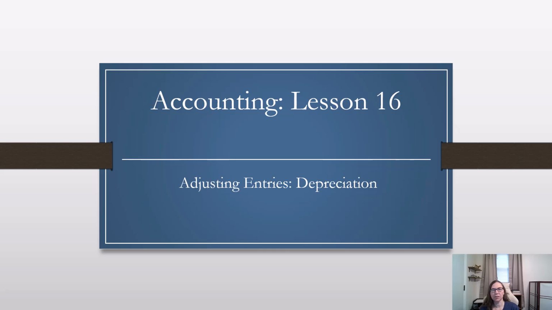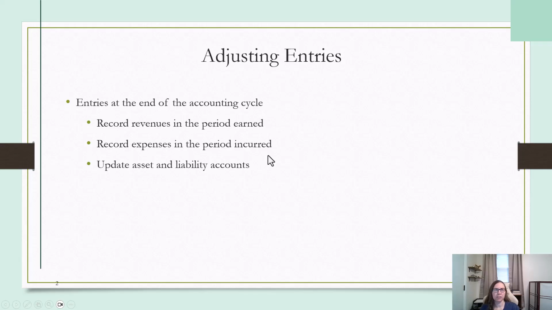In this video, I'm going to talk about depreciation. Depreciation is an adjusting entry. Adjusting entries are done at the end of the accounting cycle to record revenues in the period earned, expenses in the period incurred, and update asset and liability accounts. And the end of the accounting cycle is usually year end.